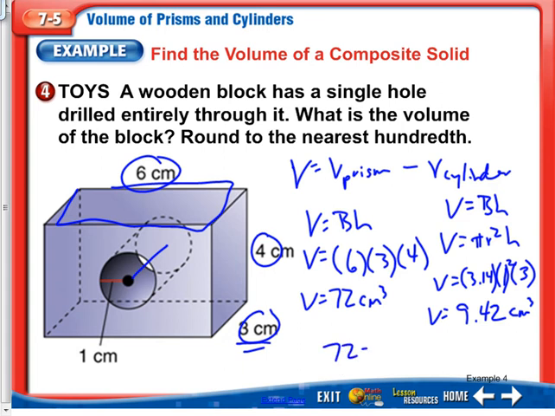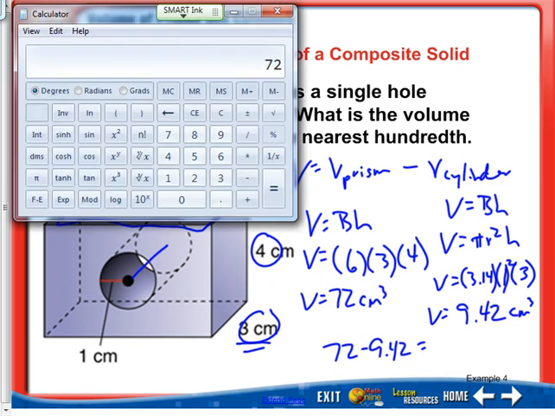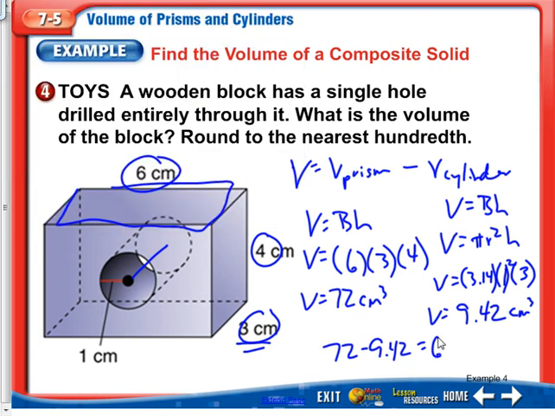Now we need to do volume of the prism minus cylinder. So 72 minus 9.42 would give us our total volume of this composite shape. So let's go ahead and do that. 72 minus 9.42. That equals 62.58. Now we can round to the nearest tenth, so 62.6 centimeters cubed. All right, so that would be my final answer there for that one.